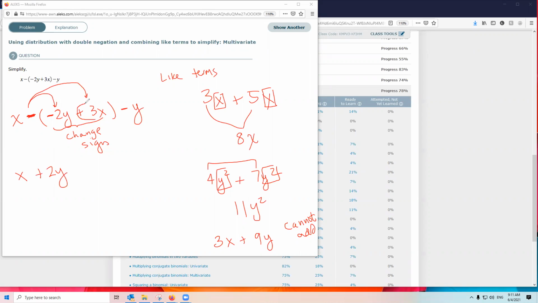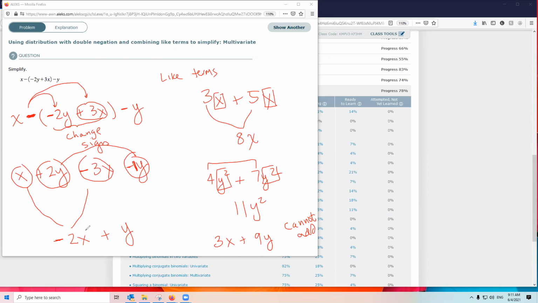Let me look at this plus 3x. It's positive inside the parenthesis, but because there's the negative sign in front of the parenthesis, I have to change the plus 3x to be a minus 3x. And I'm just going to copy the minus y down. Now I'm going to combine like terms. I have an x subtract 3x. Those are like terms. If I combine those together, I get negative 2x. And then I have plus 2y subtract 1y. Those are like terms. When I combine those together, I just get plus 1y, or we'll just write as y.